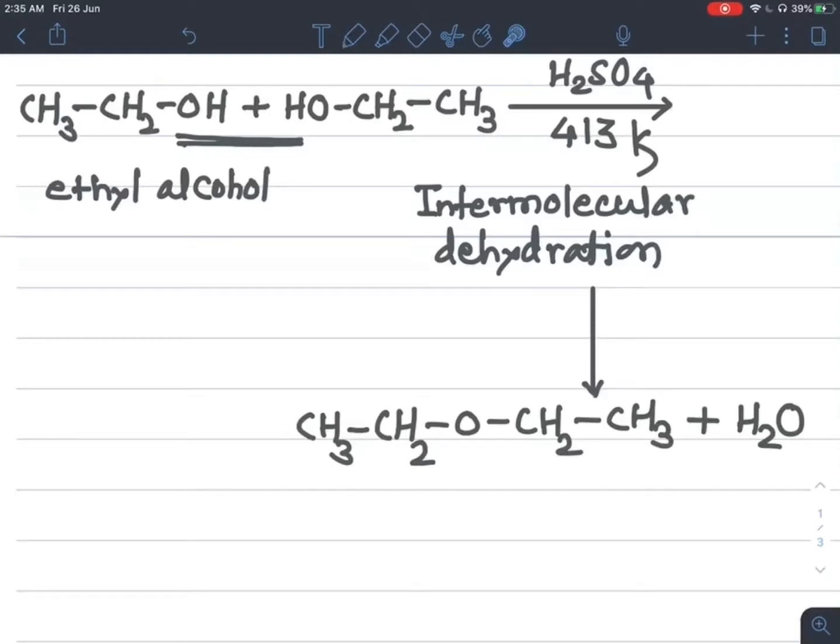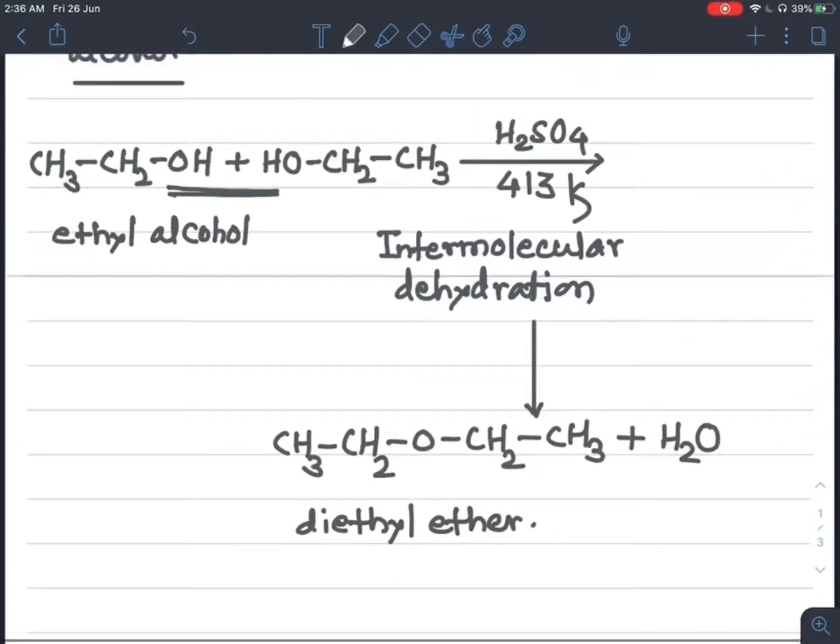If low temperature is maintained, that is 413 Kelvin, then only we get the ether. So what is the name of this ether? This is CH3CH2, means ethyl group. One more ethyl group is there, CH3CH2. So diethyl and O means ether. So the name of this compound is diethyl ether. Is it understood? Now it is clear.